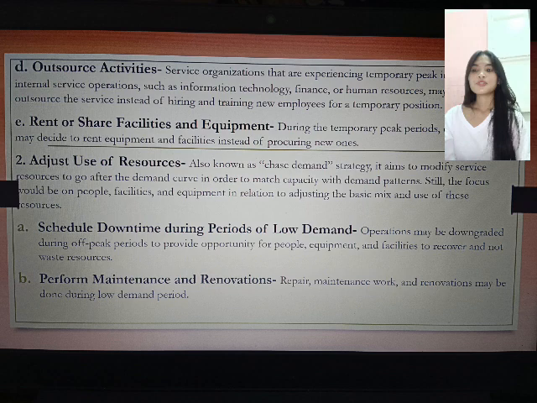Operations may be downgraded during off-peak periods to provide opportunity for people, equipment, and facilities to recover and not waste resources.